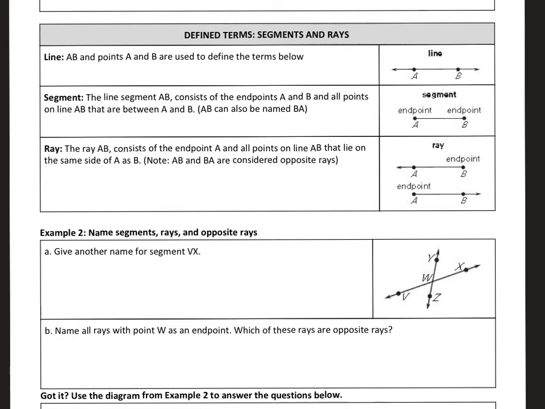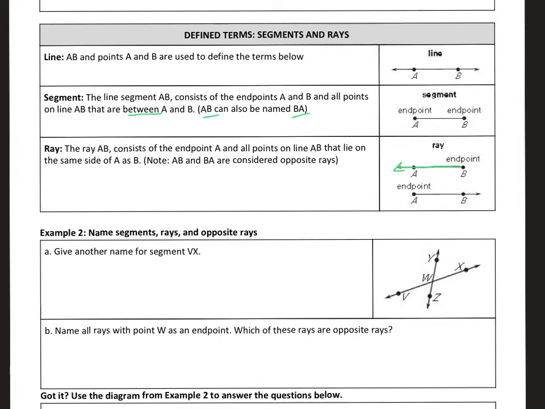So segments have endpoints. We can measure segments, all right? It consists of the endpoints and all the points on that line that are between the two endpoints, okay? We can name it AB or BA. Those are interchangeable just like lines, but endpoints are specific to segments. They have two endpoints. Now rays are a little different. A ray has an endpoint, and then it has another point that the ray intersects and then keeps crossing through, okay?